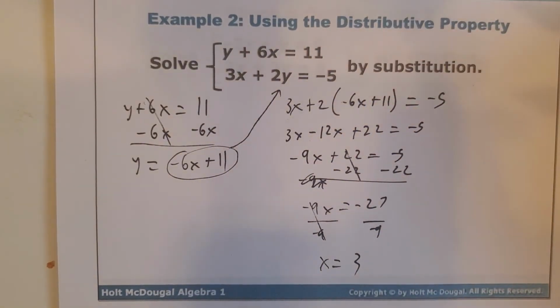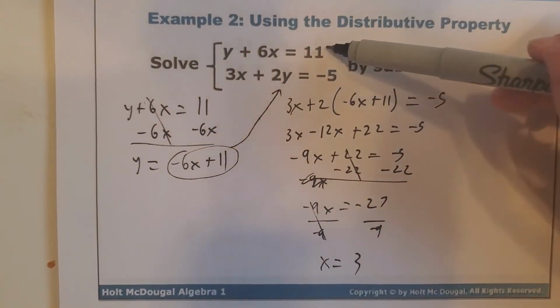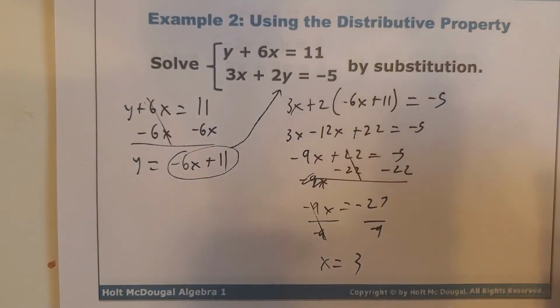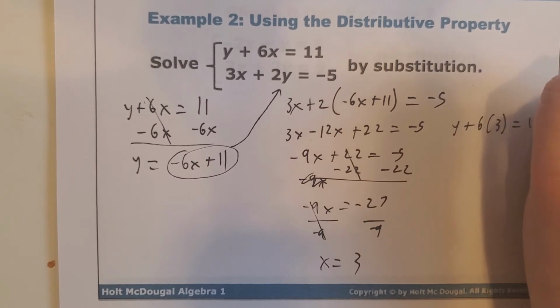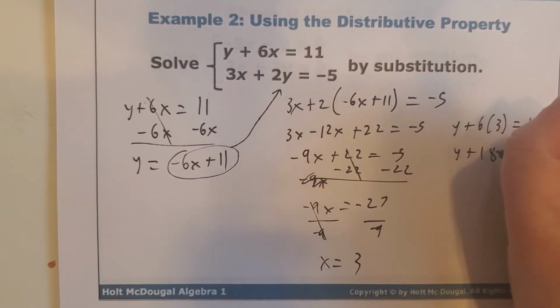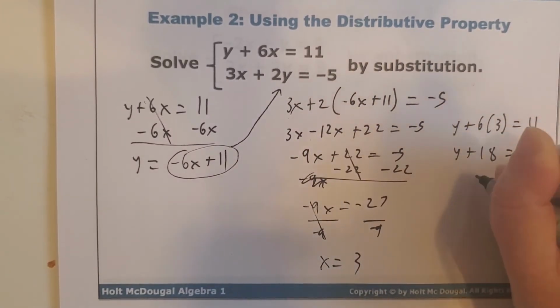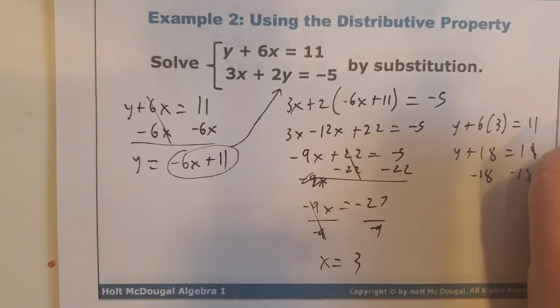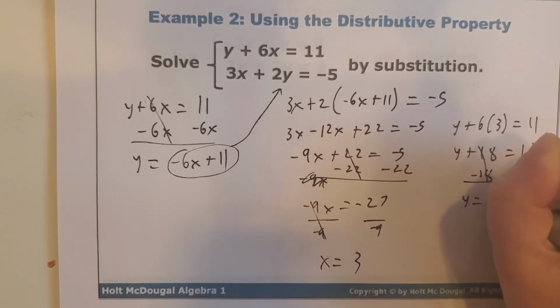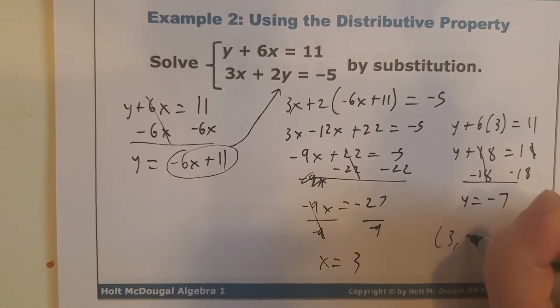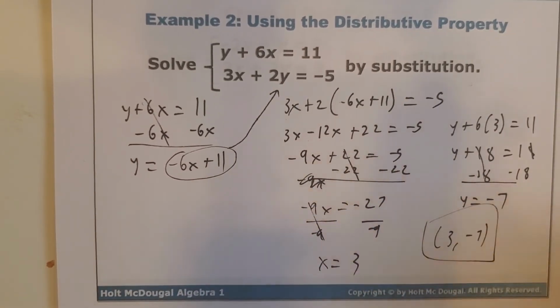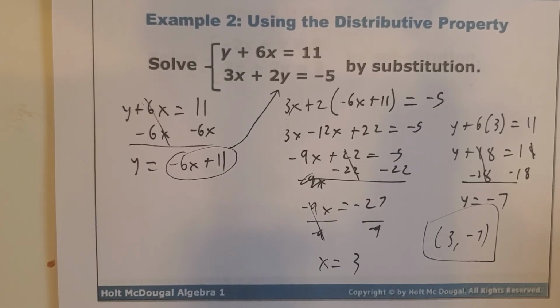And now we have to keep going and plug this into either one of these equations to figure out what y is. I think I'm again going to go with the first one. Again, it really doesn't matter. So y plus 6 times 3 is 11. This is y plus 18. So this is -7, I believe. Yeah. And then to finish it off, we write it as an ordered pair. Okay?